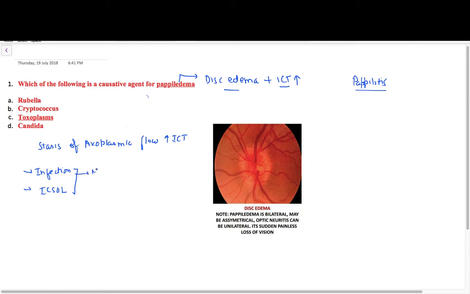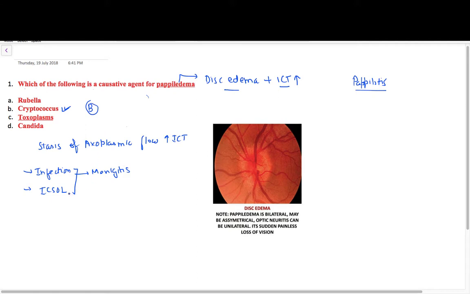So any cause of meningitis would lead to the papilledema. The most common out of the options here is cryptococcus. So according to me, B should be the most probable answer here.